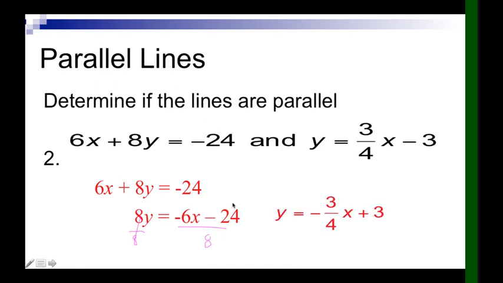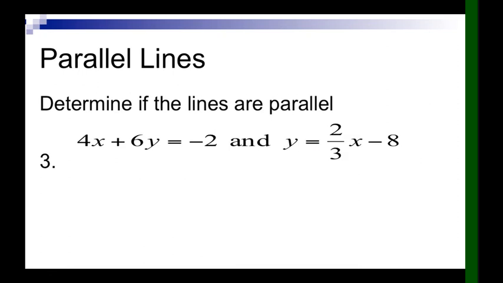Negative 3/4. Can we consider that this is parallel? Are the slopes parallel? Okay, so they have this one. Okay, so the slope is still parallel, no? They are still parallel, though the slope is 3/4 and negative 3/4, they are still parallel.